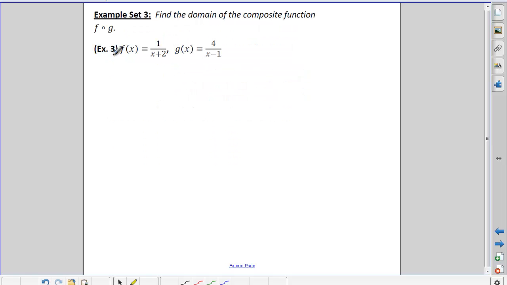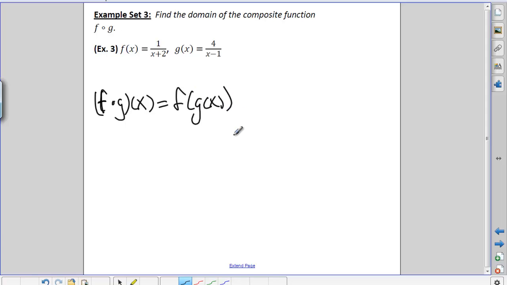So with that in mind, let's start on this next example. It says find the domain of the composite function f of g. So we're looking at f of g of x, which again is that definition there. Now, what's our inside function? That's g of x. Okay.